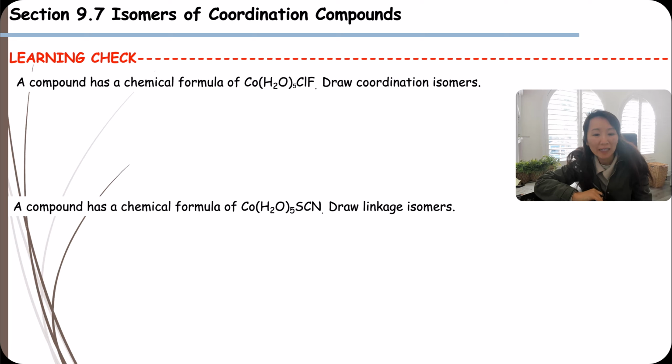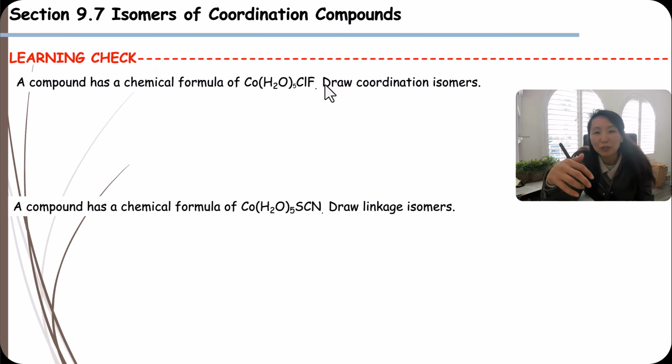Okay, let's do a learning check. A compound has a chemical formula of cobalt, 5 hydrates, chlorine and fluoride. Draw coordination isomers. Remember what coordination isomers are. They're the ones that exchange the counter ions. So probably either chlorine or fluorine. They're the only ones that have a charge that can be a counter ion. So it's probably a replacement of the two.